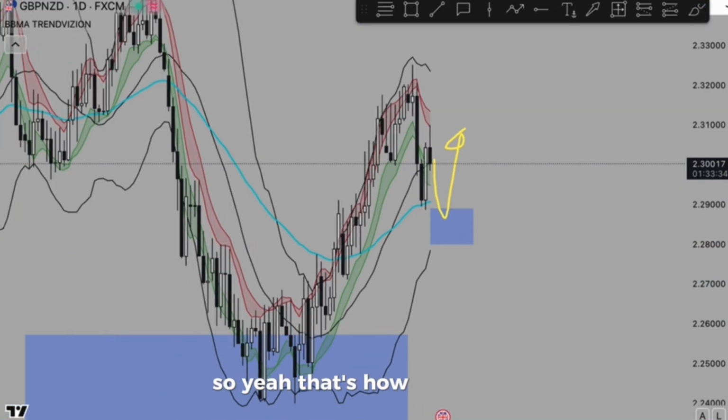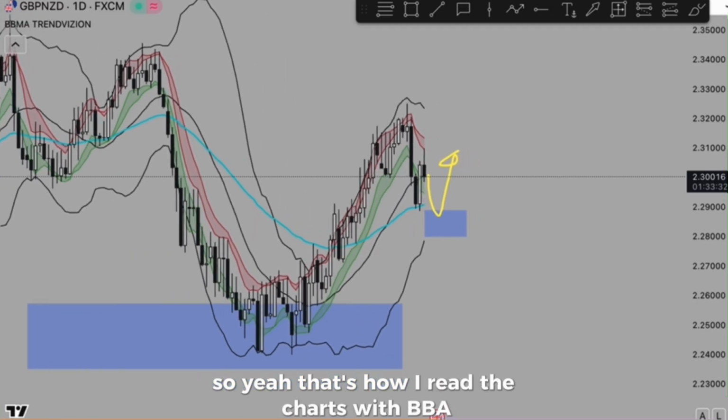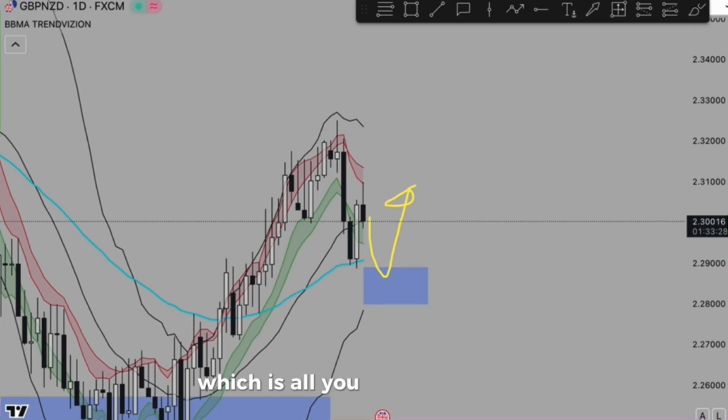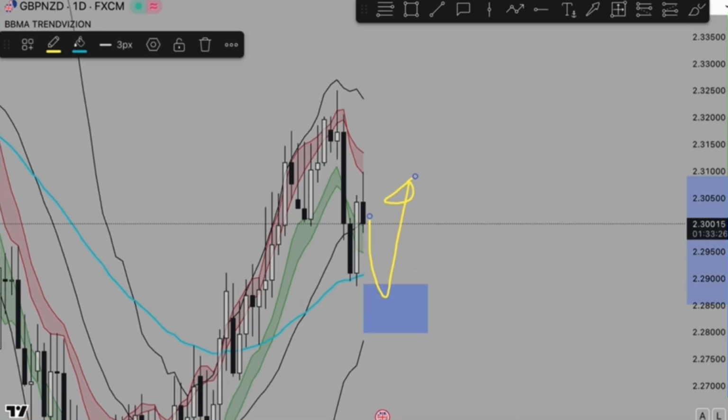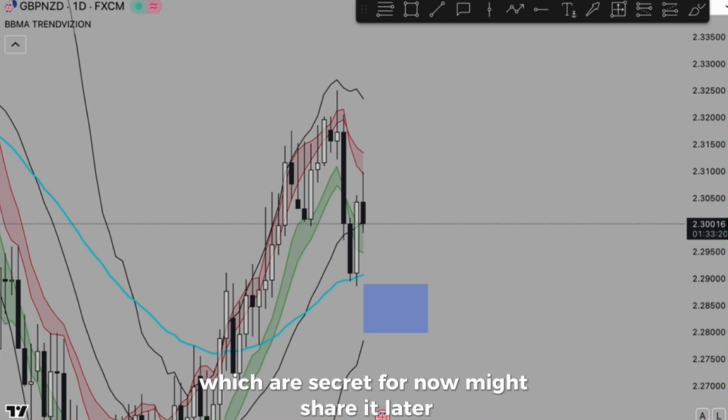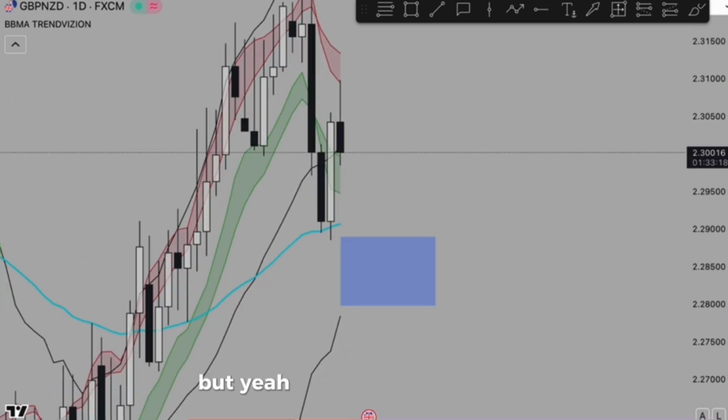So that's how I read the charts with Bbma. This was basically the basics, which is all you need for overall direction. And there are some tricks as well which are secret for now, might share it later. But now you know how to read the charts with Bbma.